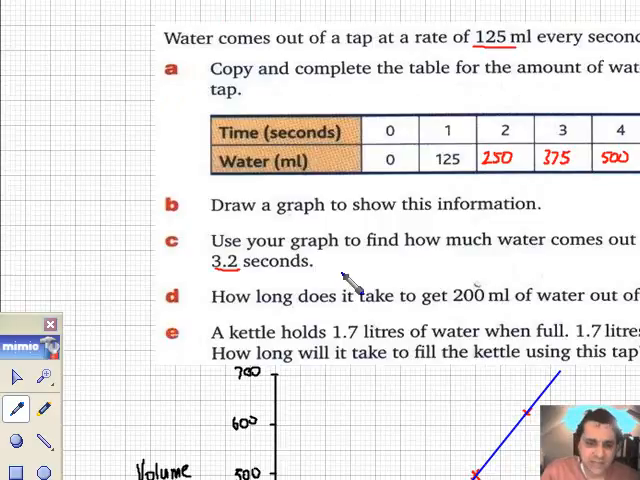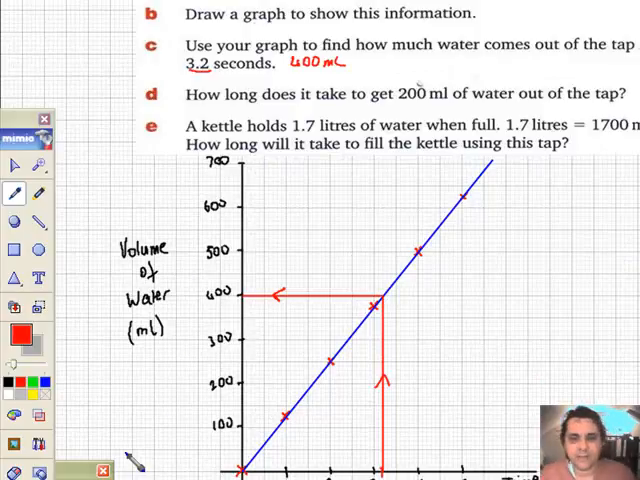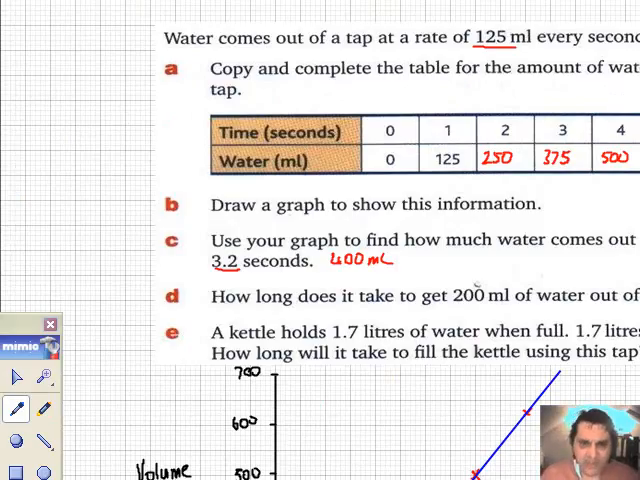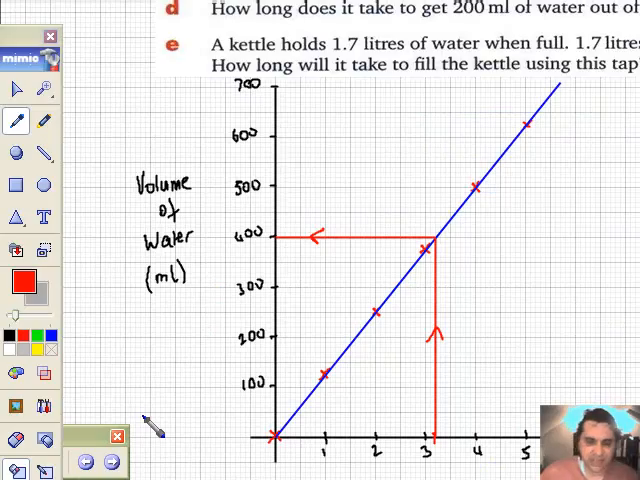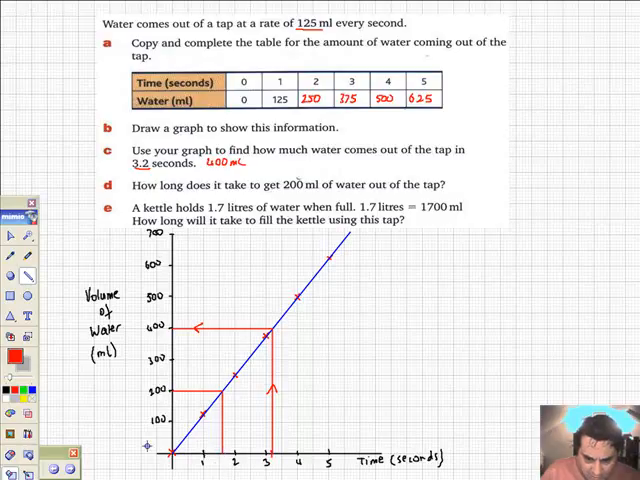How much water comes out the tap after 3.2 seconds? 400 millilitres, volume of water on the left there on the y-axis. How long does it take to get 200 millilitres of water out of the tap? Well, now we're working the other way, aren't we? So 200, hit the blue line, then come down and let go.